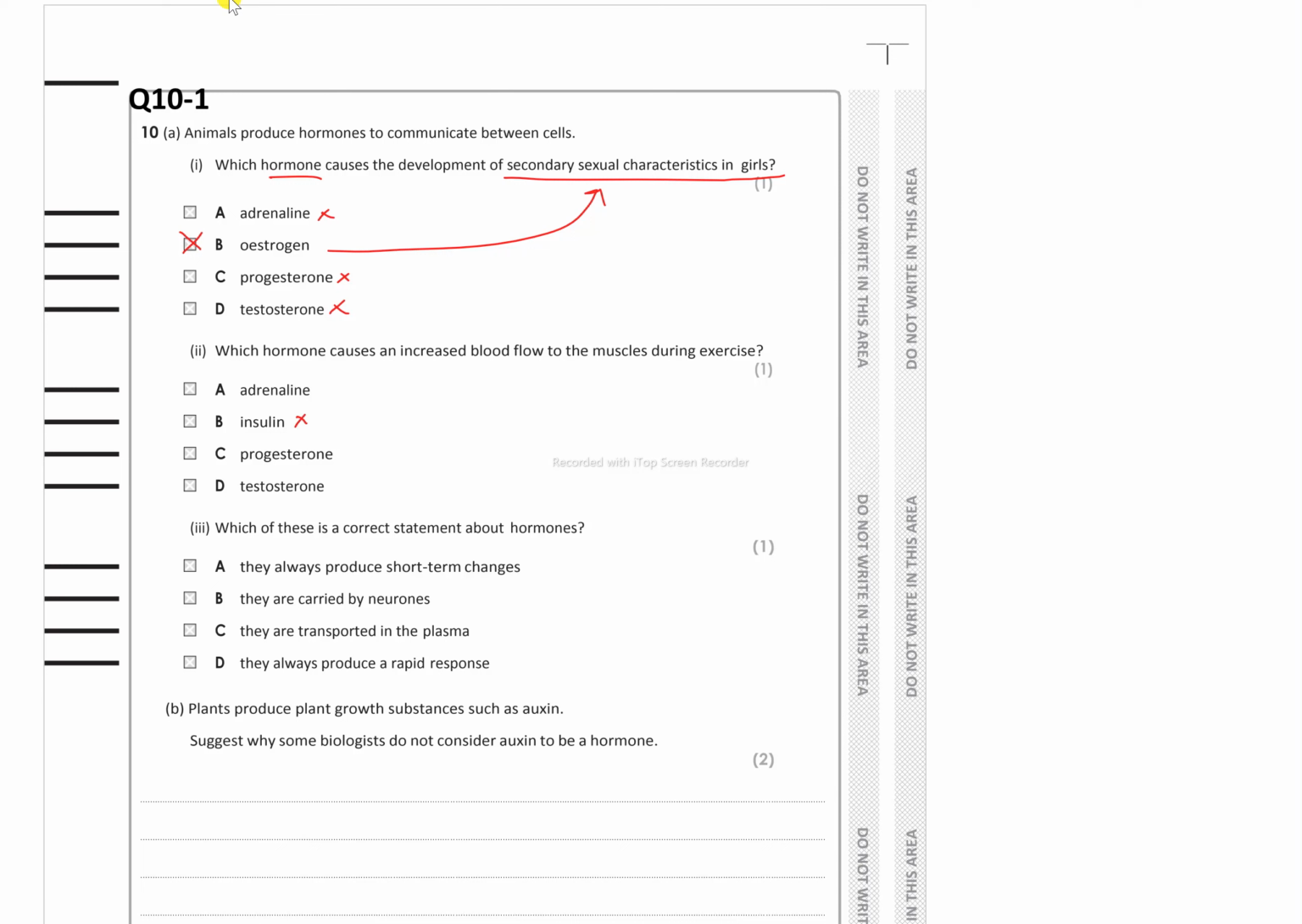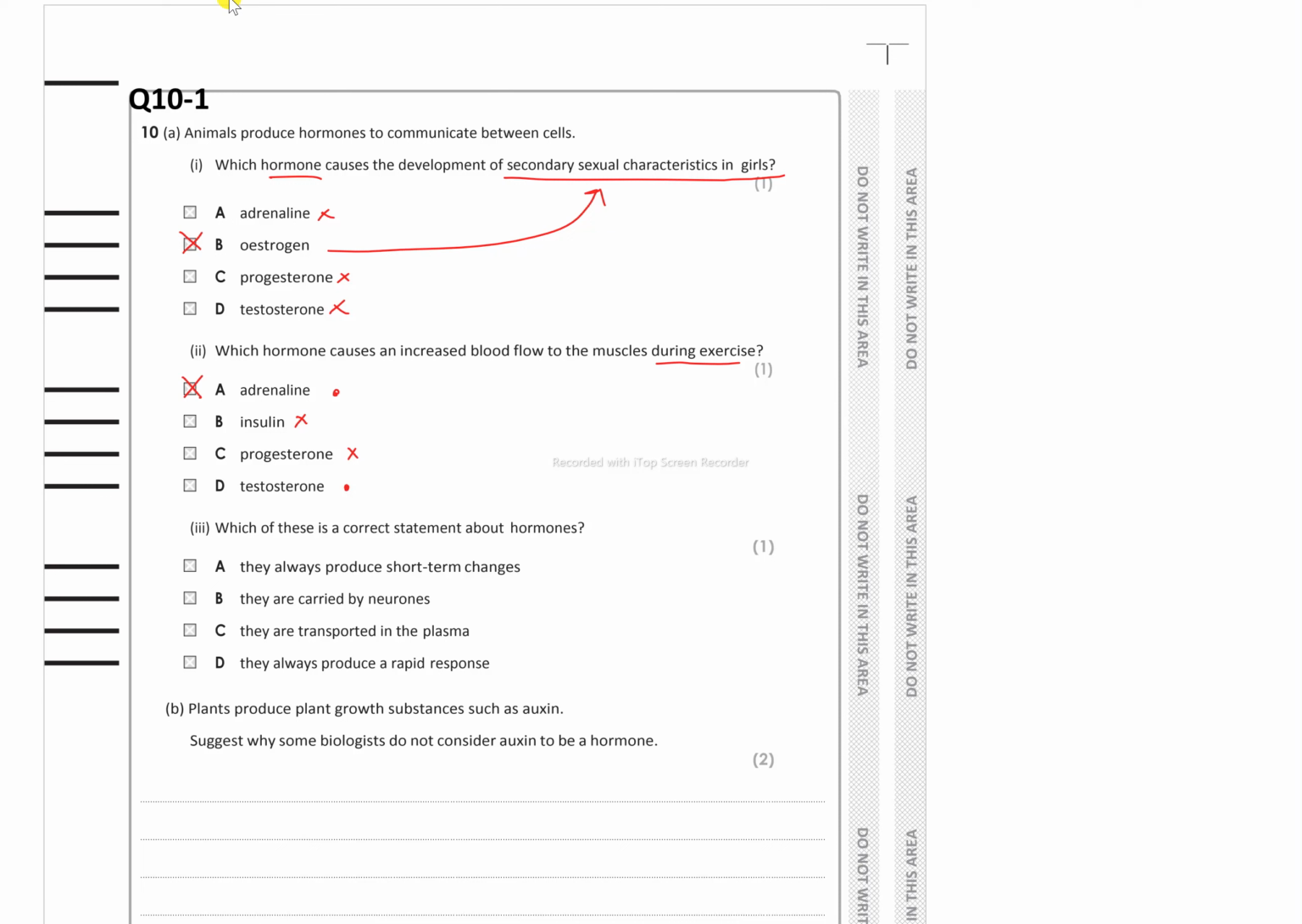Which hormone causes increased blood flow levels in the muscles during exercise? It's not insulin. It won't be progesterone. Do you need adrenaline during exercise, or does the testosterone make you naturally stronger and more aggressive? They've said it's adrenaline. During exercise, okay.